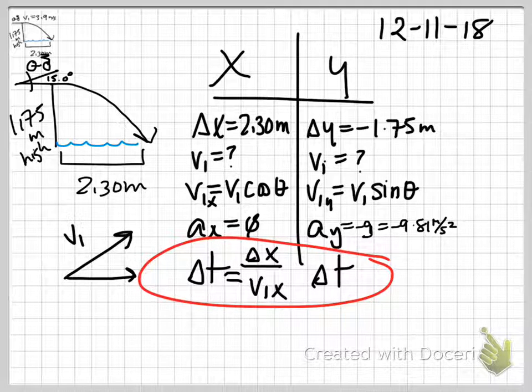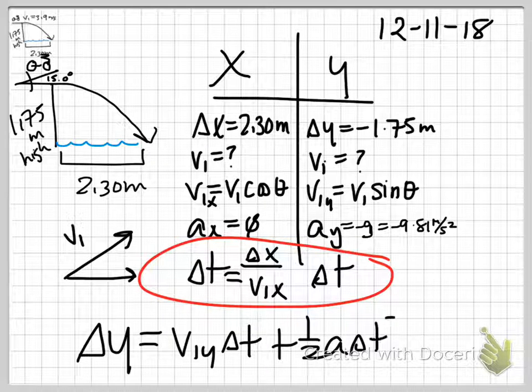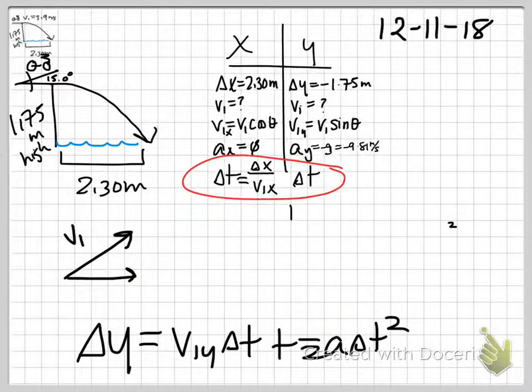Well, I'm still working with VI, delta y, a, and delta t, so this is still a good candidate for my favorite expression. Delta y equals VIY delta t plus 1/2 a delta t squared, with all the substitutions that we know we can do.